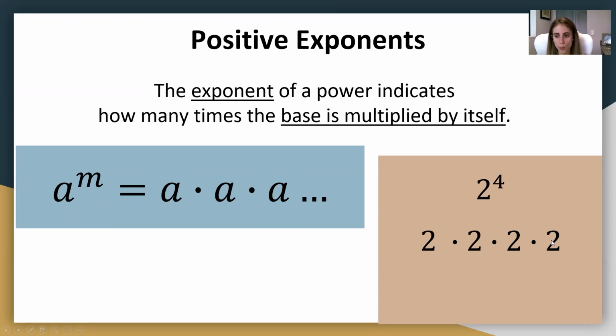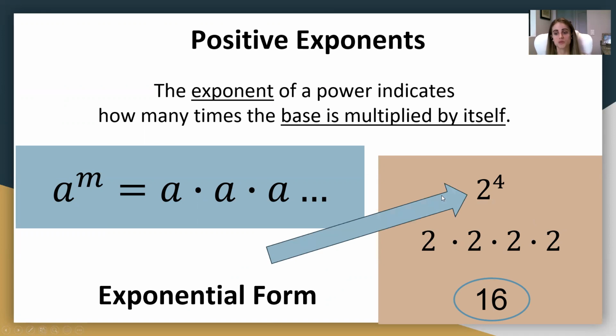All right, take a brief moment and calculate what this would be. So what is 2 times 2 times 2 times 2? 16. All right, you guys ready for some bonus vocab here? Let's go over what each one of these forms is called. So when it's just written as 2 to the 4th, that's exponential form, because it's written with an exponent. That kind of makes sense.